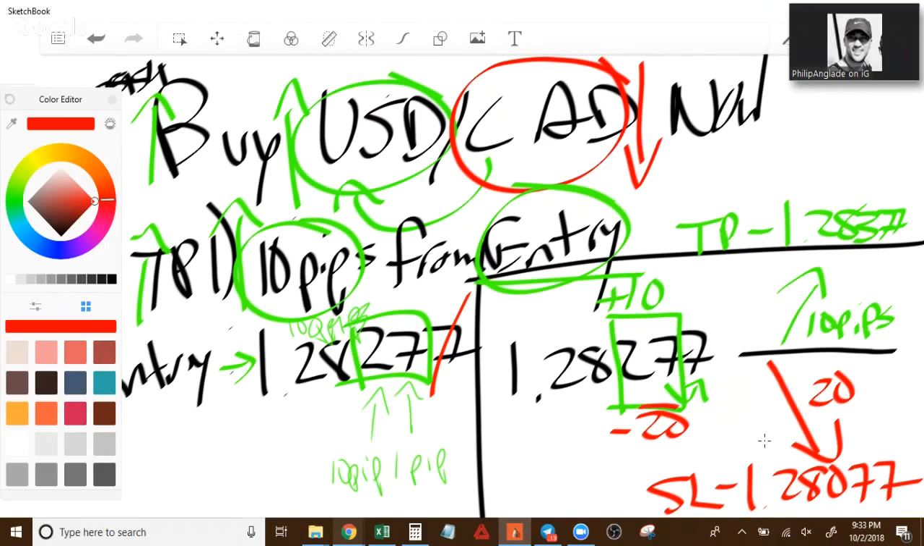1.28077. All I did was take away 20 from that 27. Okay. So in my opinion, I think this picture right here really makes things very, very simple.